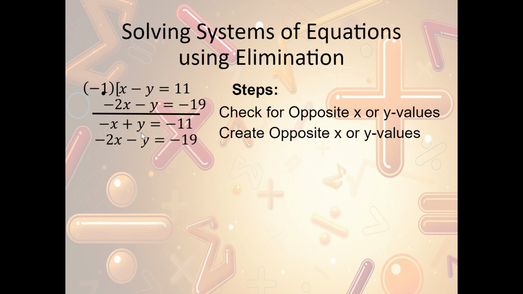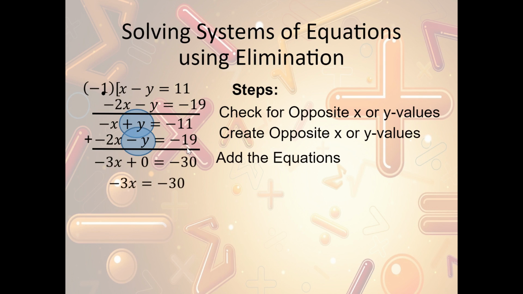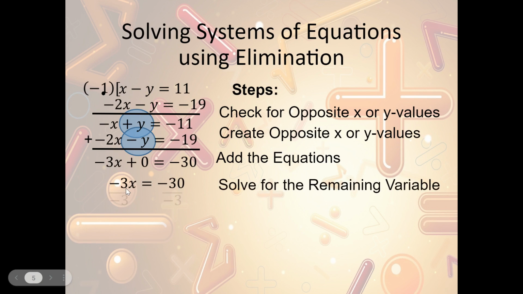So now, notice we have opposite x and y values. So now we just follow the steps we did previously. So then we're going to add the equations together. And we get negative x and negative 2x is negative 3x. These cancel out. And we get negative 11 plus negative 19 is negative 30. So we have negative 3x is equal to negative 30. Now we just solve. So we divide both sides by negative 3. And we get x is equal to negative 30 divided by negative 3 is positive 10. So there's our x value.